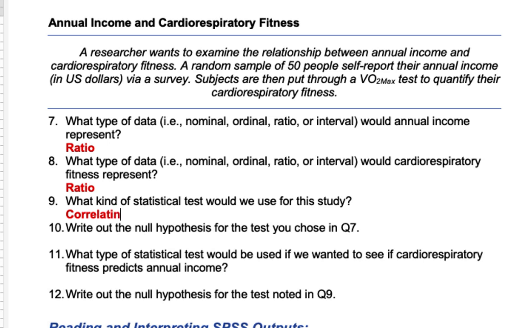Okay, so again, because we were looking at a relationship, this would indicate that we are most interested in a correlation. For your exam, because we have two different types of correlations, you need to be specific about the type of correlation. So if you wrote correlation, that would give you a half credit. When we look at our research design, we have two variables of interest. So we would most be interested in running a bivariate correlation.